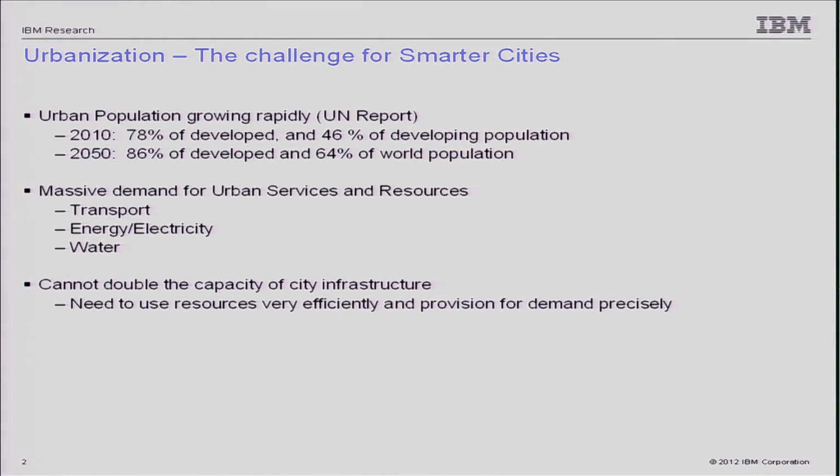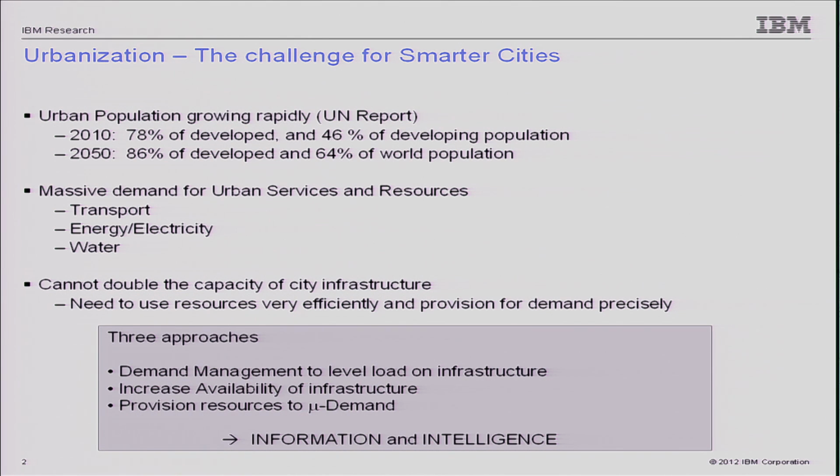And as we can imagine, as a result of this massive growth in demand, the need and the demand on urban services and resources would grow dramatically. If you think about urban infrastructure like transport or energy and electricity and water, with populations going up to maybe even twice today's level, especially in Asia, the demand for infrastructure would also be very high. Clearly, most cities are not in a position to double the total infrastructure in cities. So the question is, how can one, as a city official, think about provisioning for this greater demand?